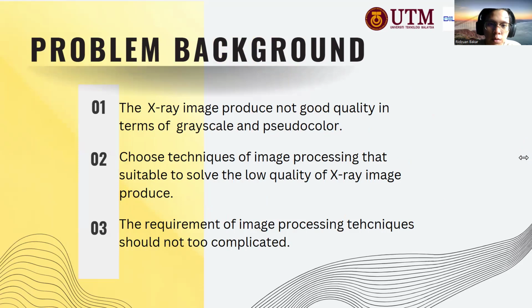Next, for the problem background. There are three problem backgrounds identified throughout PSM1 and PSM2. First, the X-ray image produced is not of very good quality in terms of grayscale and pseudo color. Second, the chosen image processing techniques must be suitable to solve the locality of the X-ray image produced. And the next one is the requirement that image processing techniques cannot be too complicated, so the user can operate the system or apply the filter to the image easily.